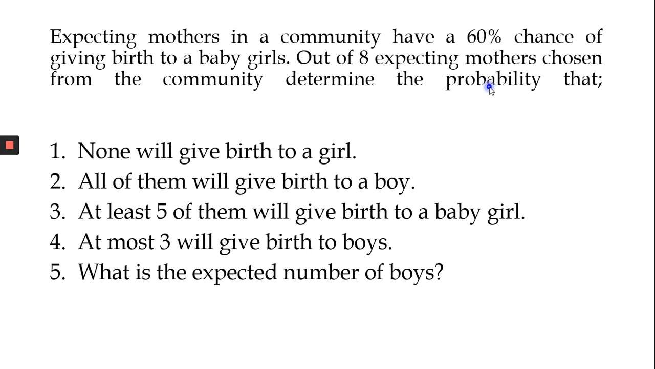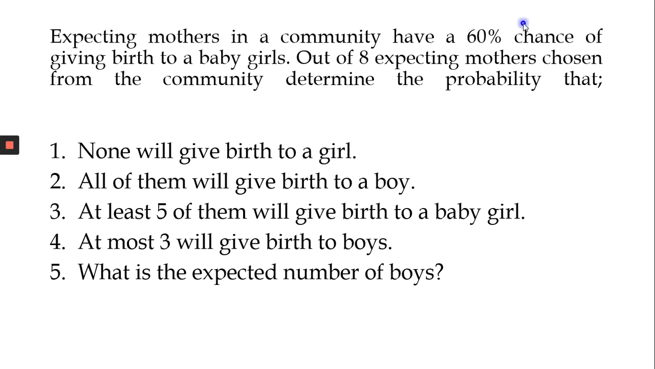If we choose any expecting mother, either she will give birth to a boy or to a girl. I want you to make an assumption here: there is no issue of a baby who is neither a boy nor a girl. We assume it's just a normal scenario, where the baby is either a boy or a girl. Every time we choose a mother, that is a single trial.